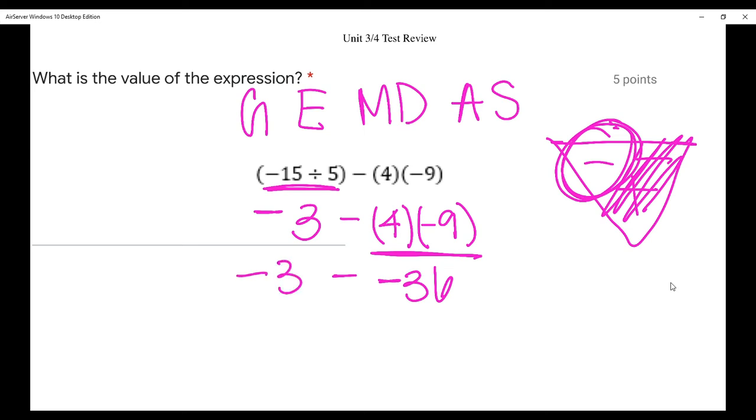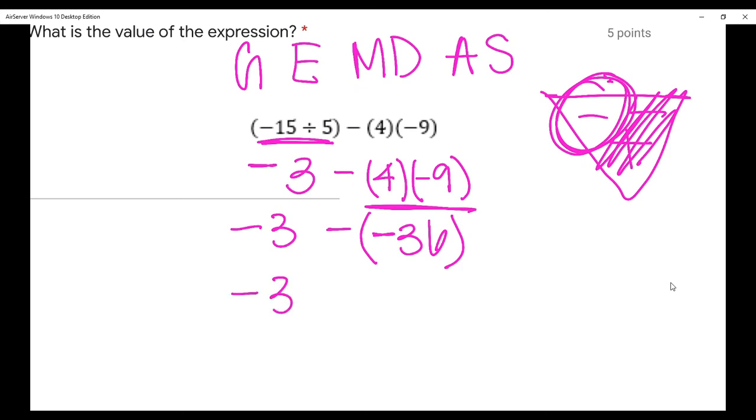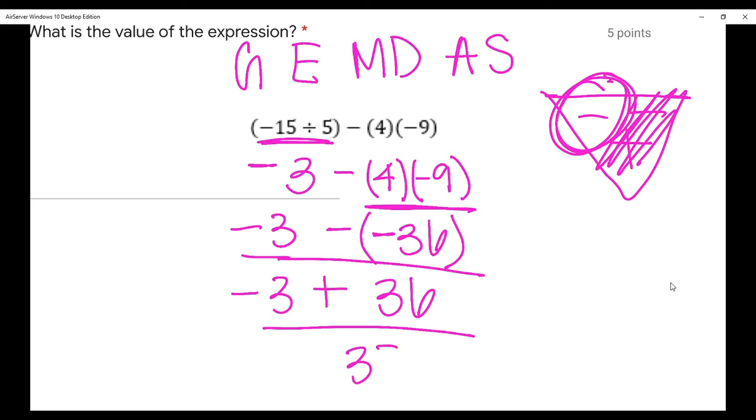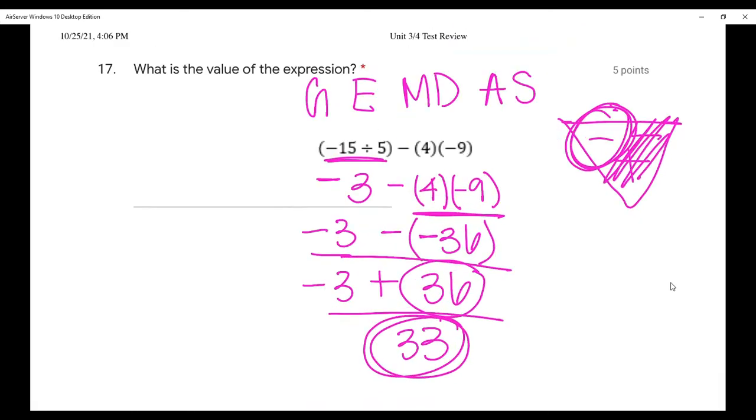So now I get to keep, change, opposite. So keep, change, opposite. They're on different teams, so I subtract. 36 minus 3 is 33. And I'm going to keep it positive because team positive won. So this is positive 33, which is our answer.